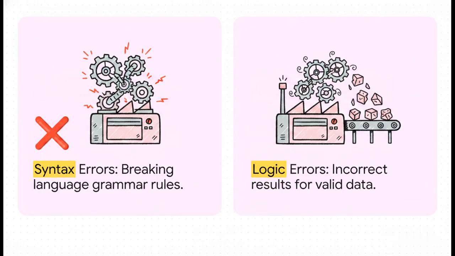But far more dangerous are logic errors. A logic error happens when your program perfectly follows the grammar rules, so it runs totally smoothly, but it produces the completely wrong answer. Like, say, you accidentally typed a plus sign instead of a multiplication sign. The area of a square with a side of 10 would calculate as 20 instead of 100. The computer did exactly what you told it to do, your logic was just flawed.